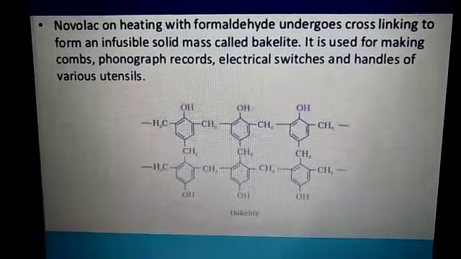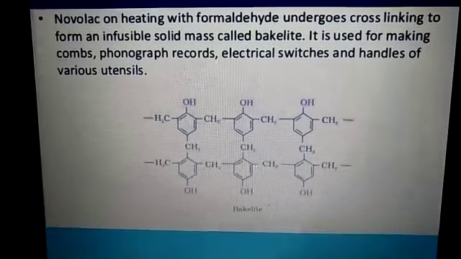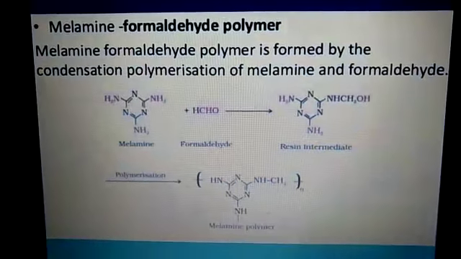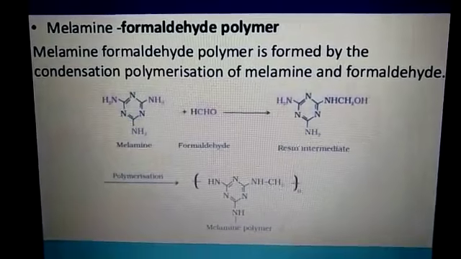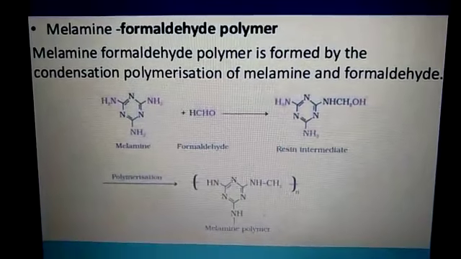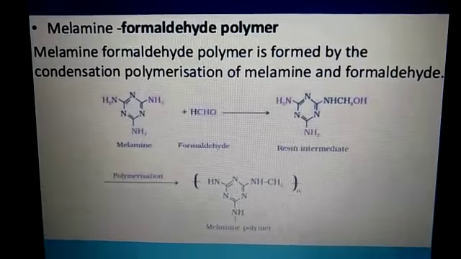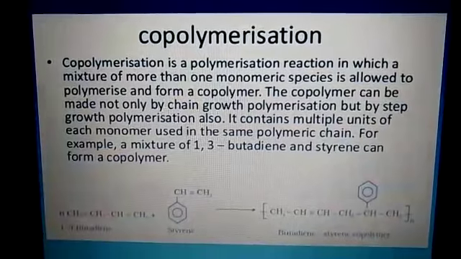It is used for making combs, phonograph records, electrical switches, and handles of the various utensils. The next is melamine formaldehyde polymer. The melamine formaldehyde polymer is formed by the condensation polymerization of melamine and formaldehyde. It is used for making unbreakable crockery.